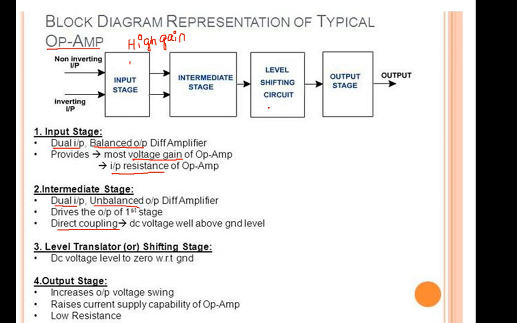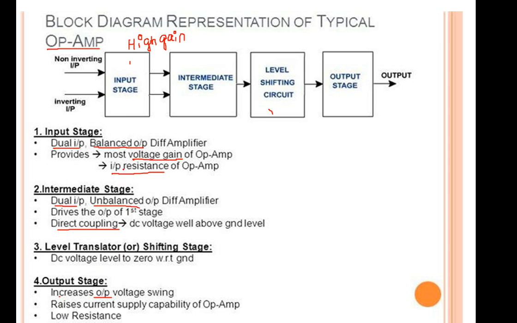The third stage is the level translator or level shifting stage. This is used to adjust the DC level. At the output stage we mostly use power amplifiers. We use this stage in order to increase the output swing, and to provide low resistance at the output side. We know that for the operational amplifier the input resistance must be high and the output resistance must be low. So let us discuss them one by one.